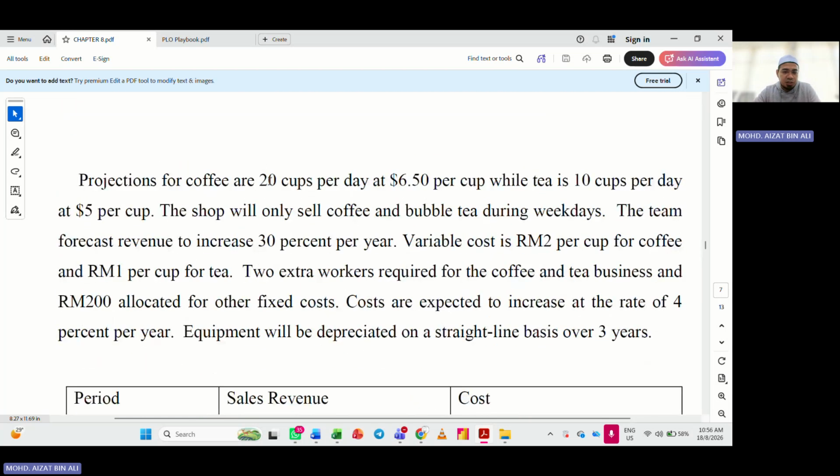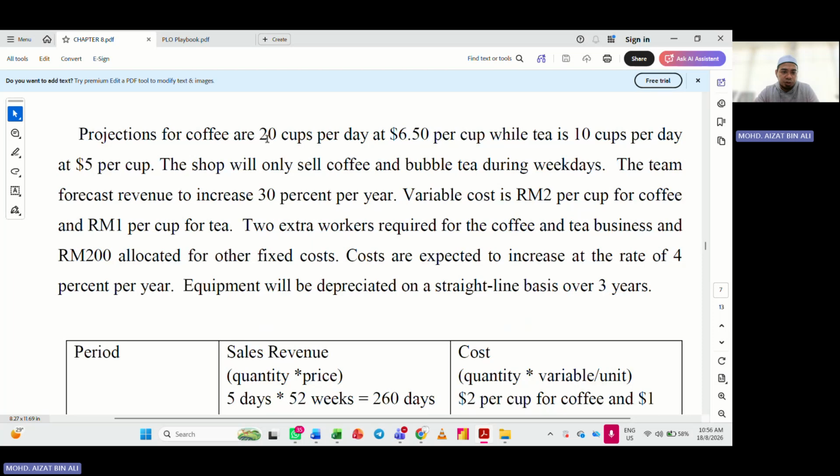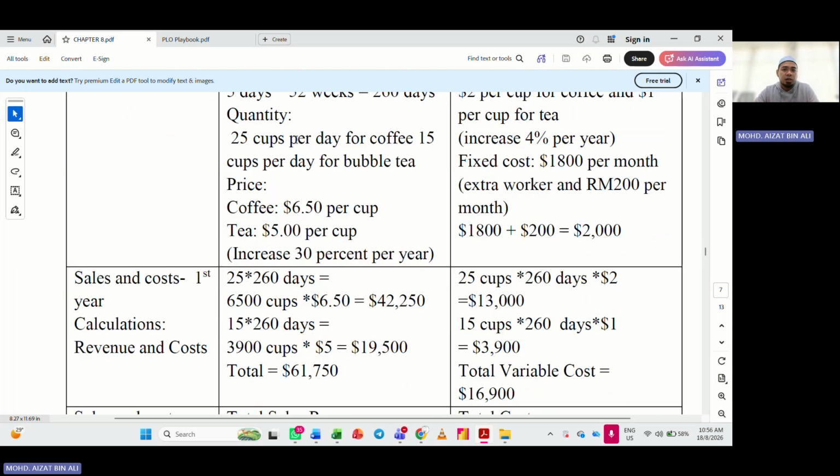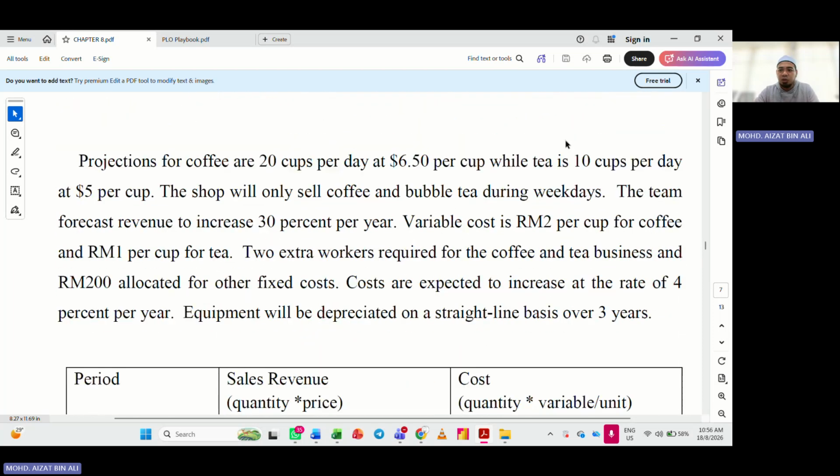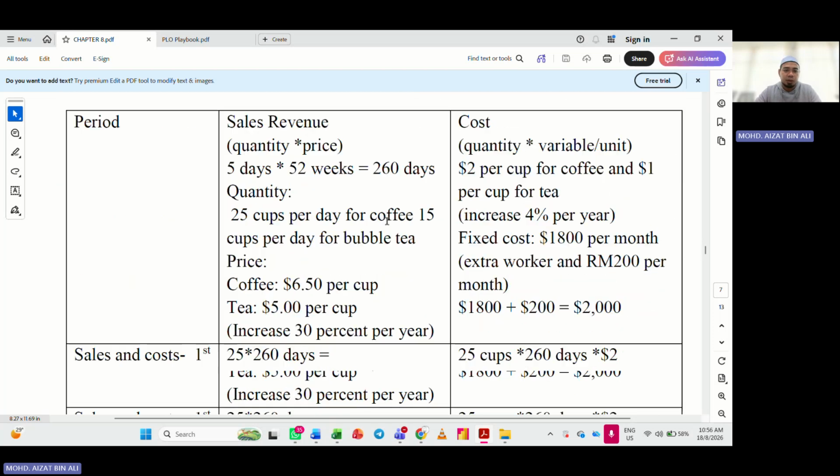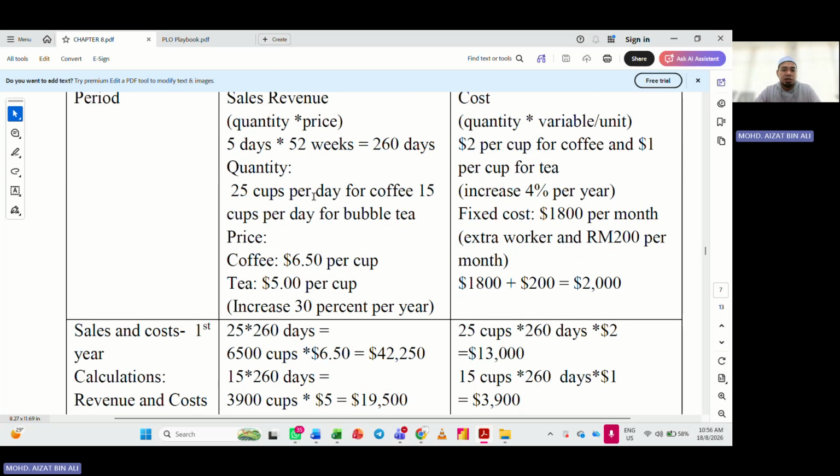Because above it says 20 cups, right? So I think this is a typo. It should be 25, hopefully. And 15 cups for tea, this one is also a typo. Later please correct this: 25 cups and 10 cups. So we just calculate it.